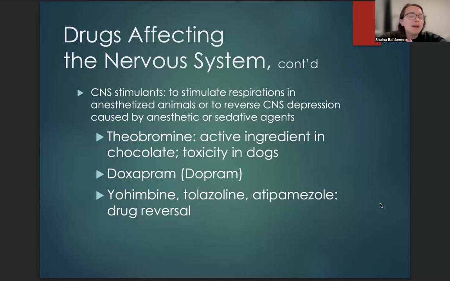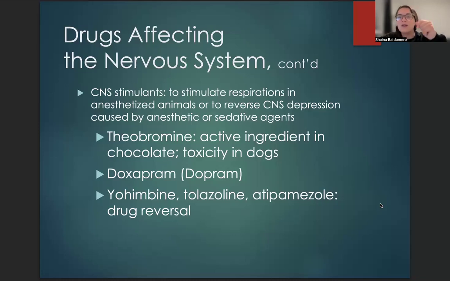Now, I'm not sure why, but the most obvious one is not on here. The most obvious one that I'm going to be using is epinephrine. Have you ever watched a medical TV show? For example, Grey's Anatomy has a super special place in my heart. You'll always hear them say, pass the epi or give the epi. They're talking about epinephrine. That's a central nervous system stimulant.